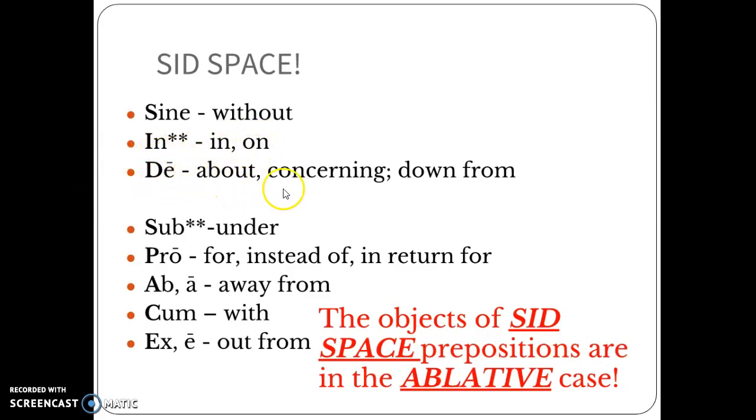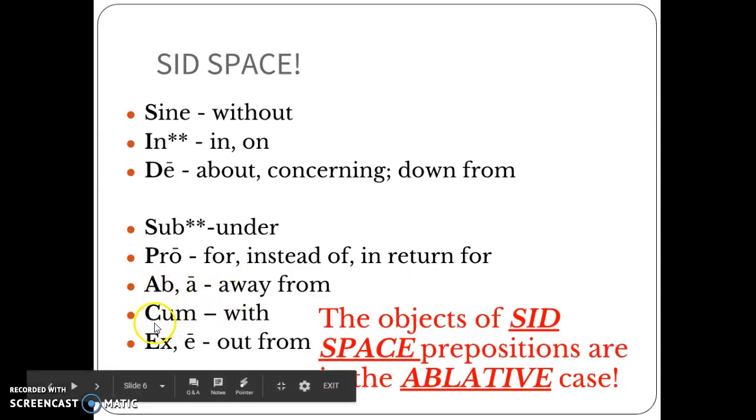De means about or concerning or down from. S, the S in space, stands for sub, notice the asterisks, and that means under or below. Pro means for, instead of, in return for. It can also mean in front of. Ab or a means away from. Cum, the C, means with. And X or e means out from.